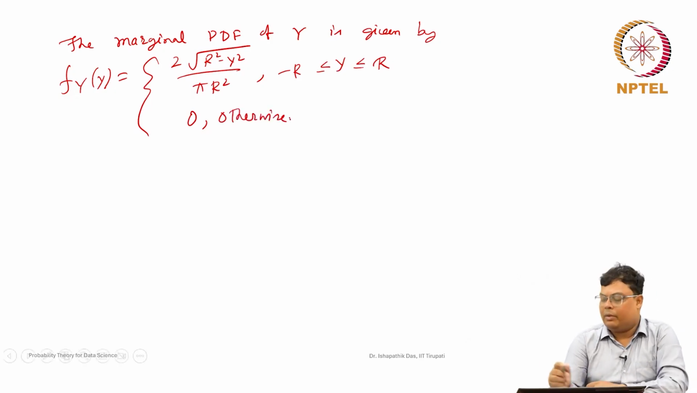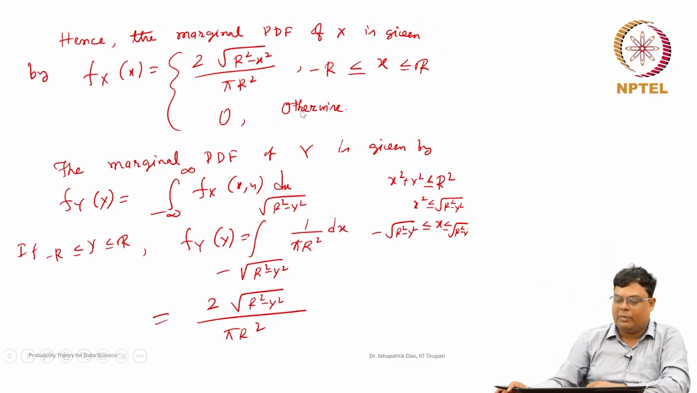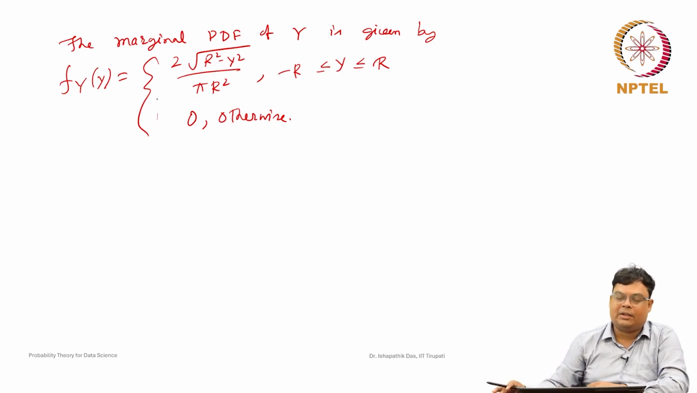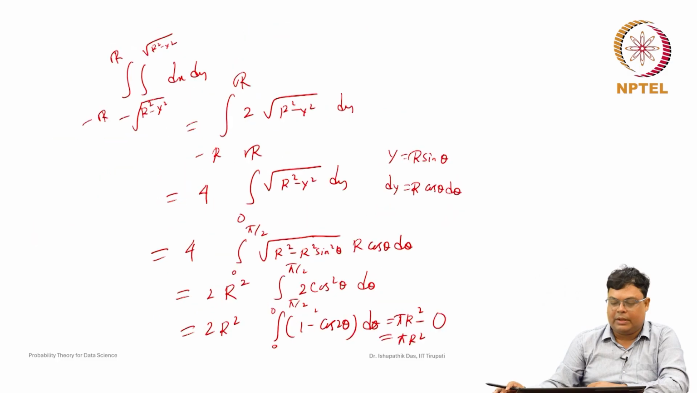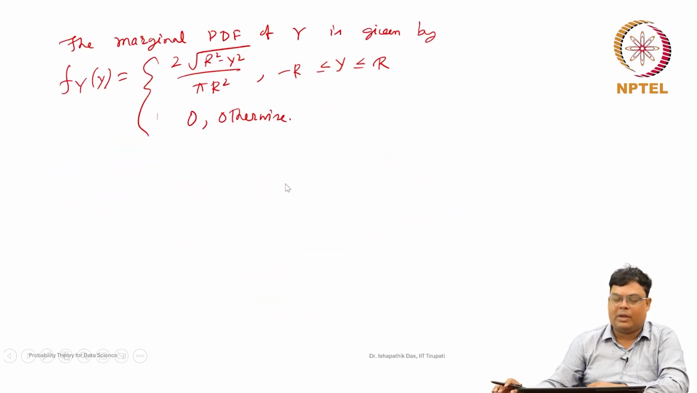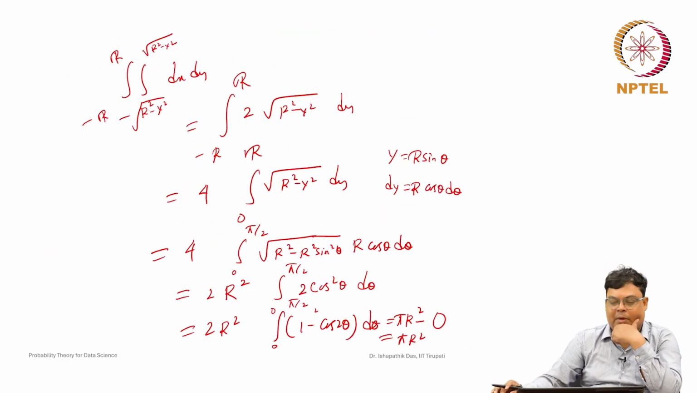Note that to check whether it is a density or not, because it has to be a probability density, you have to do the integration from minus r to r, and then you can show that it is equal to 1, because we computed the area under the circle, and this is a similar type of integration that we have already computed. So 2 root of r square minus y square from minus r to r is nothing but pi r square by pi r square, which is equal to 1. That is why we did this computation, and this is the marginal probability density function.